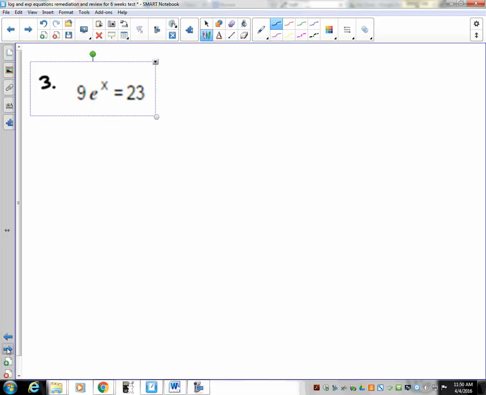So what do you mean there? What do we got to do? Yes, divide by 9. Okay. Now, let it divide by 9, two nines, that's no big deal. Okay, so we'll get e to the x equals 23 over 9. All right, now it's isolated. Okay. All right, now what?